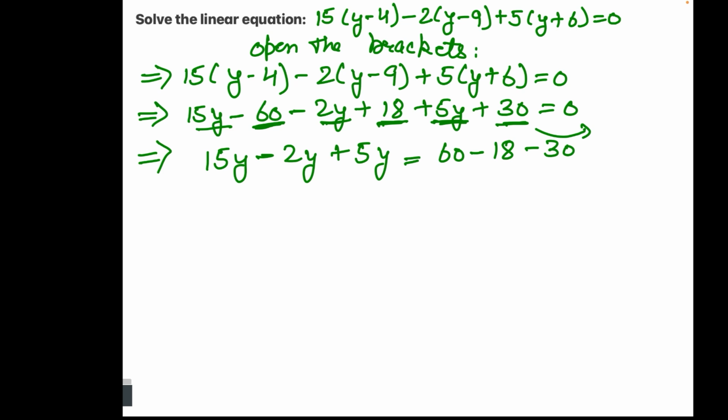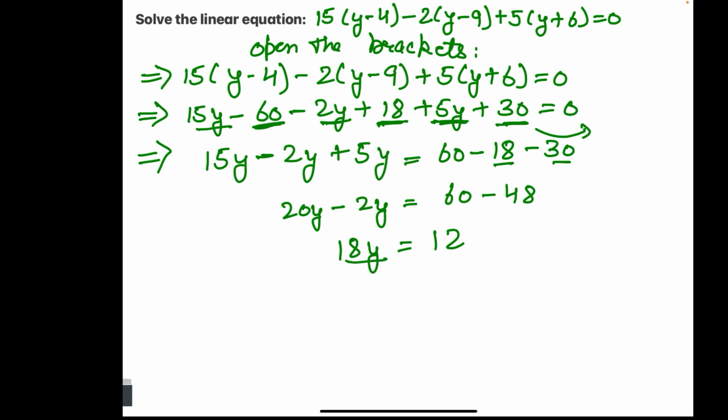Now we will solve this. 15y plus 5y, 20y minus 2y is equal to 60 minus 48. We first add the negative terms. 20 minus 2, 18, y is equal to 60 minus 48 is equal to 12. Now we will divide both sides by 18. Both 18 cancelled out.